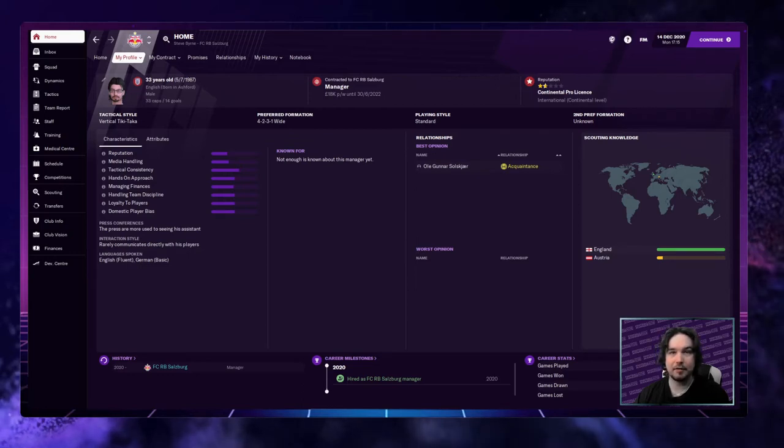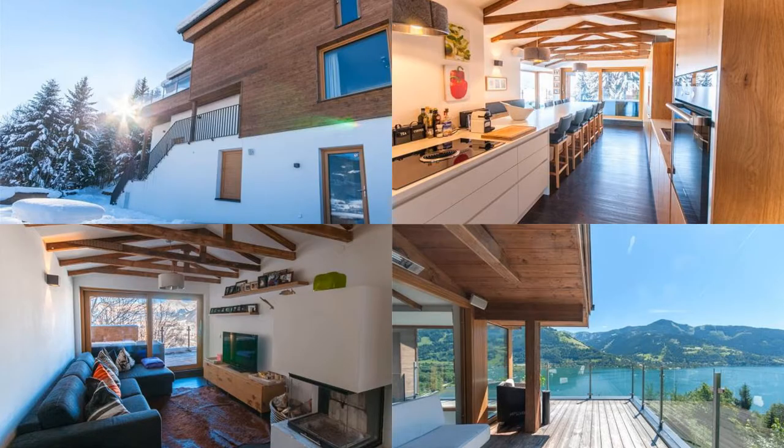But first of all, I think the first thing I want to do is find ourselves a home in the city of beautiful Salzburg. After hunting up and down the city, I've finally settled on this beautiful home here, which is where I'm going to live while managing Salzburg. Obviously, not in real life. That would be a dream come true.